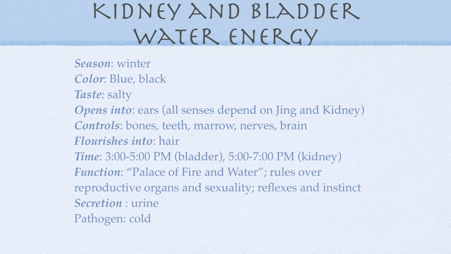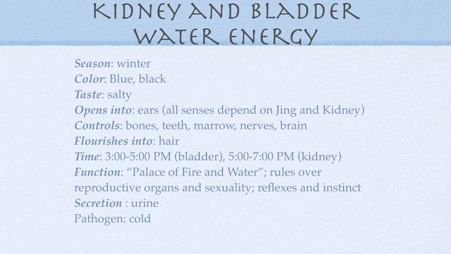Here again, we'll come back to that a bit later. But basically, all of our senses depend on Jing and Kidney. Meaning that our eyes can see depending on our Jing energy. The ability of our nose to smell is also dependent on the Jing. However, more particularly, the sense that's associated with kidneys is the ears. It controls the bones, the teeth, the marrow, the nerves, and the brain.